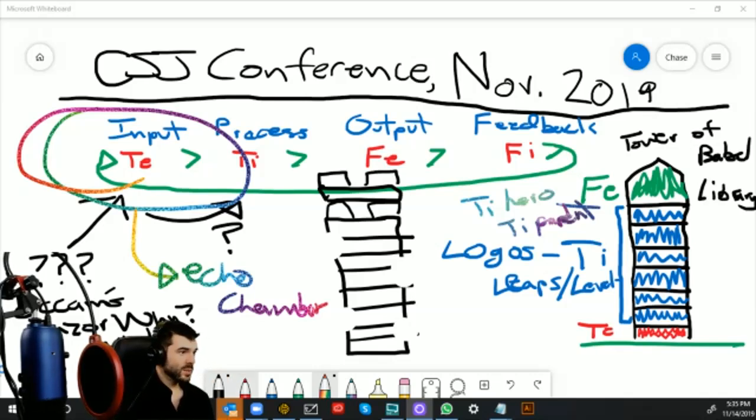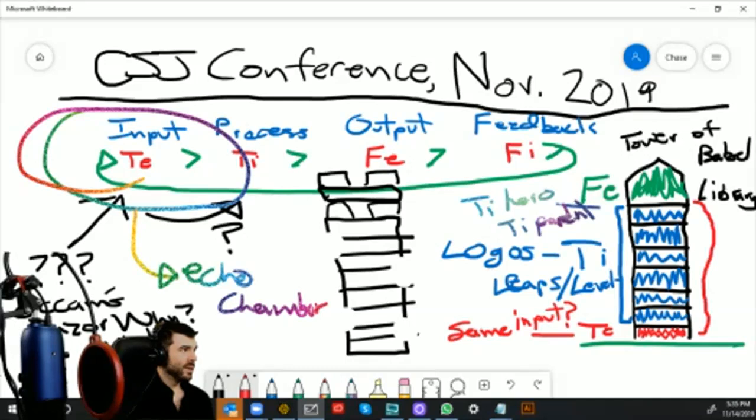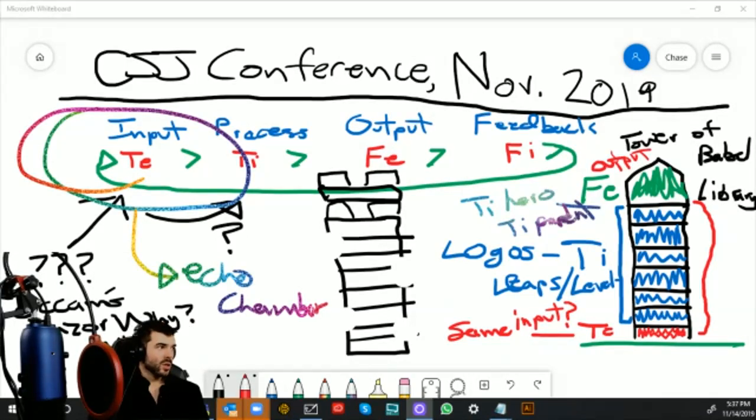So look at it this way. What happens when you have the same input, right? Well, the foundation is the same, and that means you're likely going to end up with the same output up here. So when you have the same input, the same foundation, the roof, or the output, is basically going to be the same.